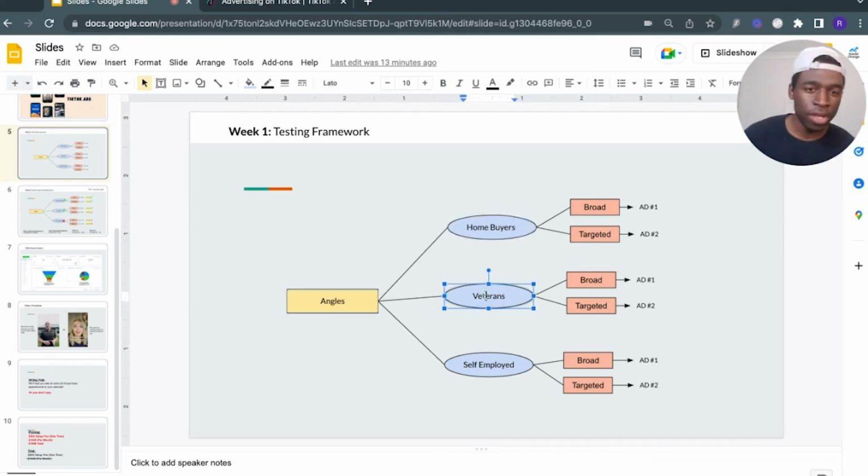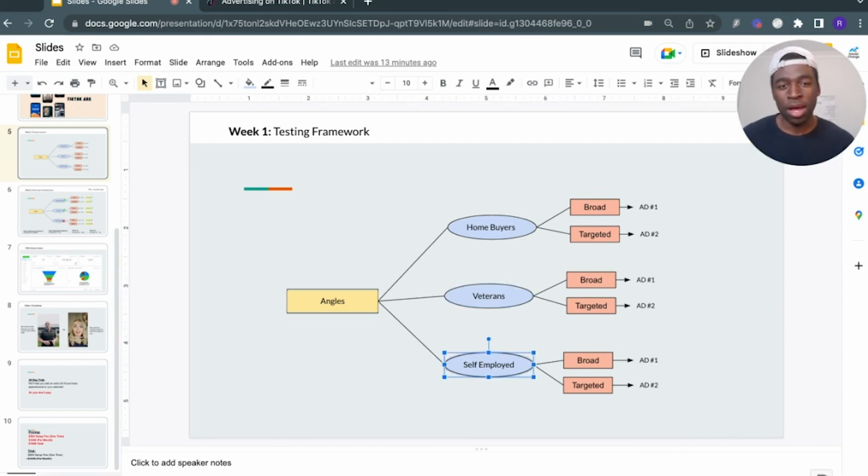Same thing with the veterans, touch on their pain points and then talk about the special program you have in place and how that can help them as well, okay? And obviously the same thing goes for these people that are self-employed. So pain points, benefits, and just tie it all together.